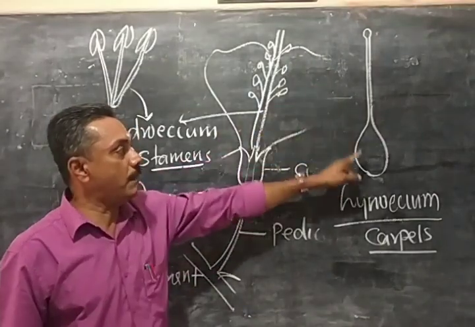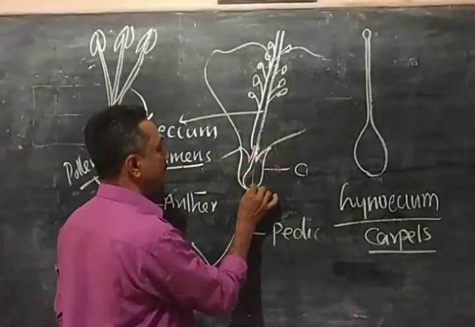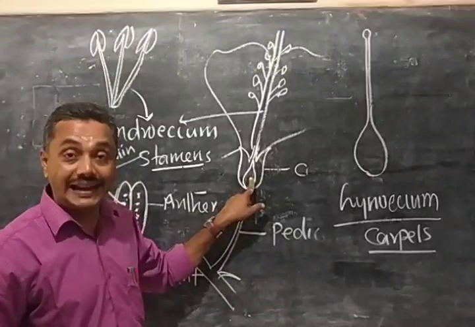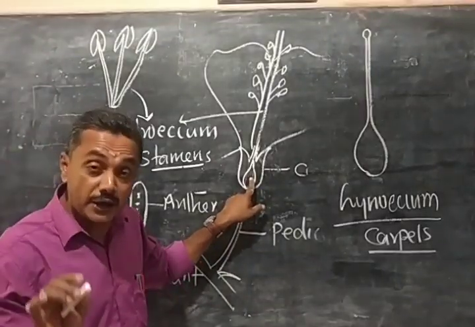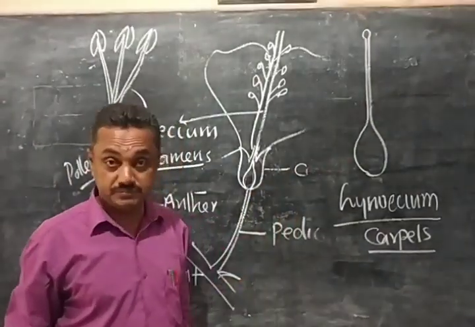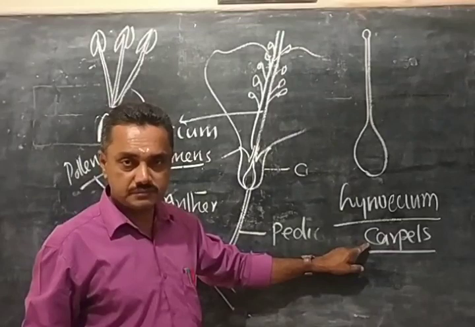This is the female part of the flower. It is present inside, and you can see a white structure like that. This is called gynoecium, the innermost part of the flower. It is the female part of the flower, made up of carpels. I will show the carpels later.